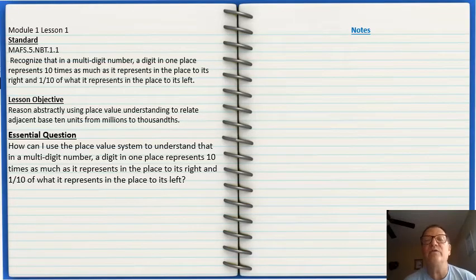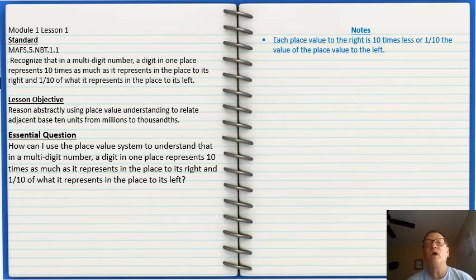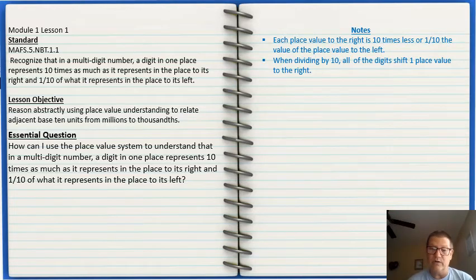So now you can see the notes on the right-hand side. What did we learn while we're doing this? Well, first, we know each place value to the right is 10 times less, or 1/10 the value of the place value to the left. Okay? So, because you can understand this, you say 100. The place value to the right is 10. That is 10 times less than 100. Now, if I'm looking at 10 and looking at 100, I know that 10 is 1/10 the value of 100. When dividing by 10, all the digits shift one place value to the right in order to get our answer.